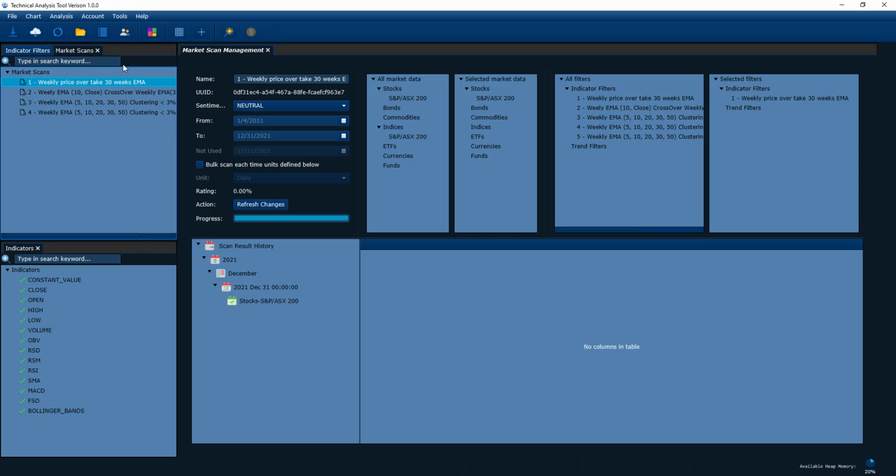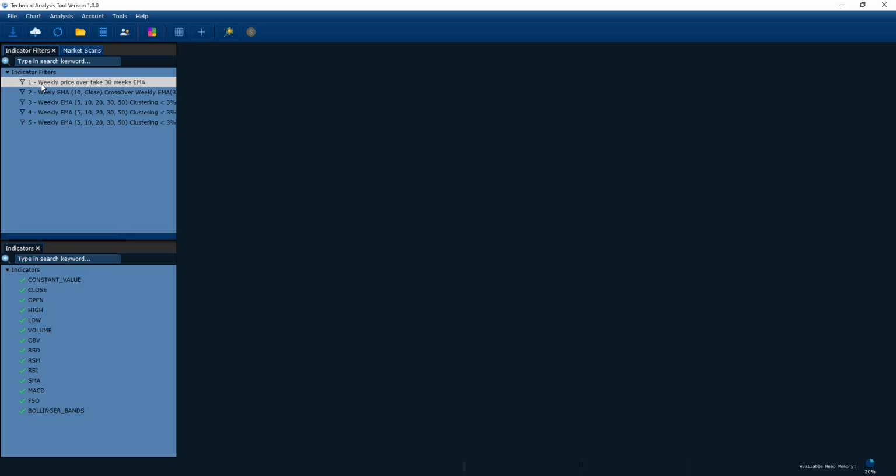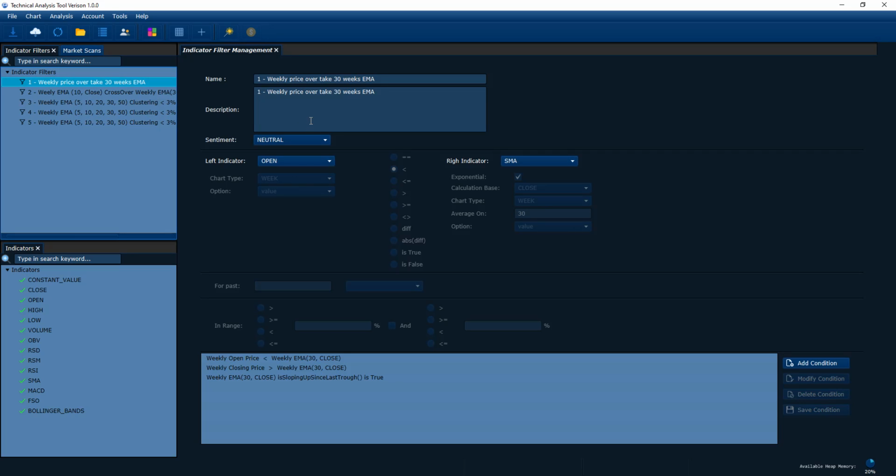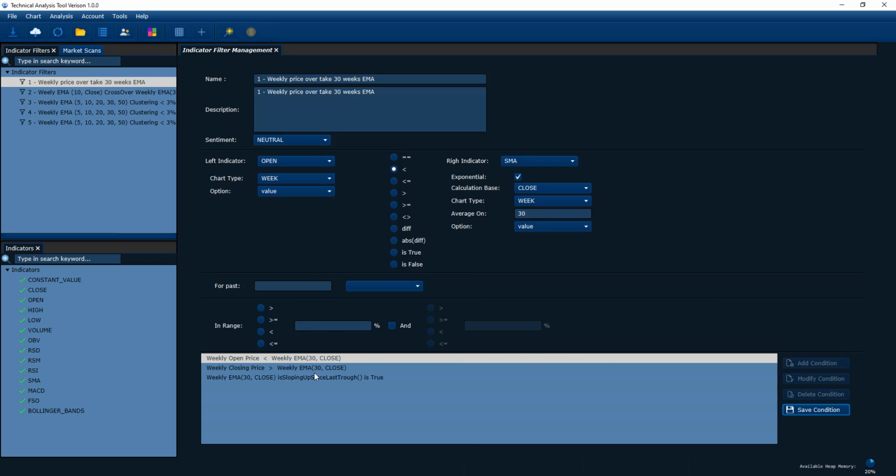So the first filter, this is the market scan. Okay, sorry. So I created the first one, all right, right here. The first one is moving average overtake 30 weeks EMA. That's the name. But you can see I have 3 functions here. Let's review them one by one. The first condition is the weekly open value, which means the open price of this stock has to be less than the 30 weeks EMA's value, which means the open price has to stay below the 30 weeks EMA.